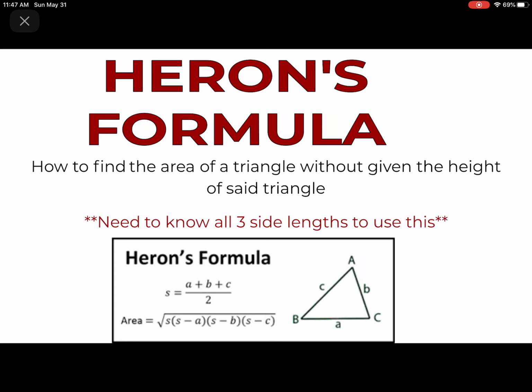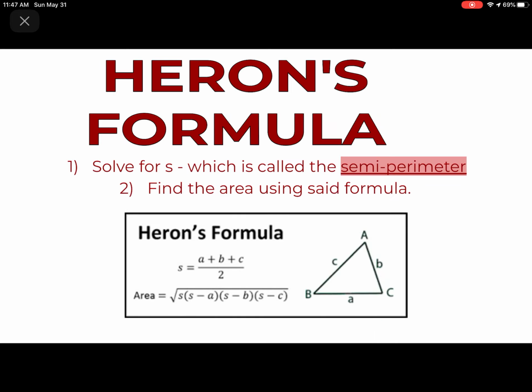Alright, so Heron's formula is a way to find the area of a triangle without giving the height of said triangle. You don't have to find the height of the triangle. All you need for this is the lengths of all three sides.